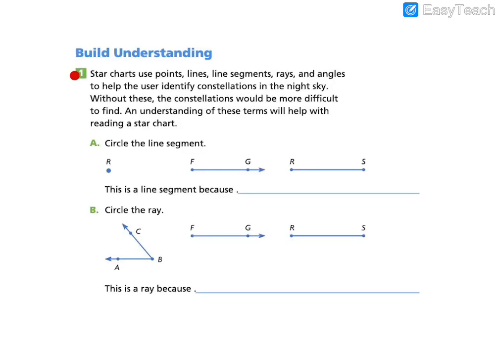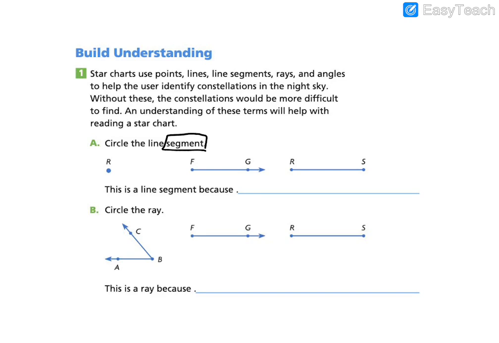Number 1. Star charts use points, lines, line segments, rays, and angles to help the user identify constellations in the night sky. Without these, the constellations will be more difficult to find. An understanding of these terms will help when reading a star chart. Letter A asks us to circle the line segment.